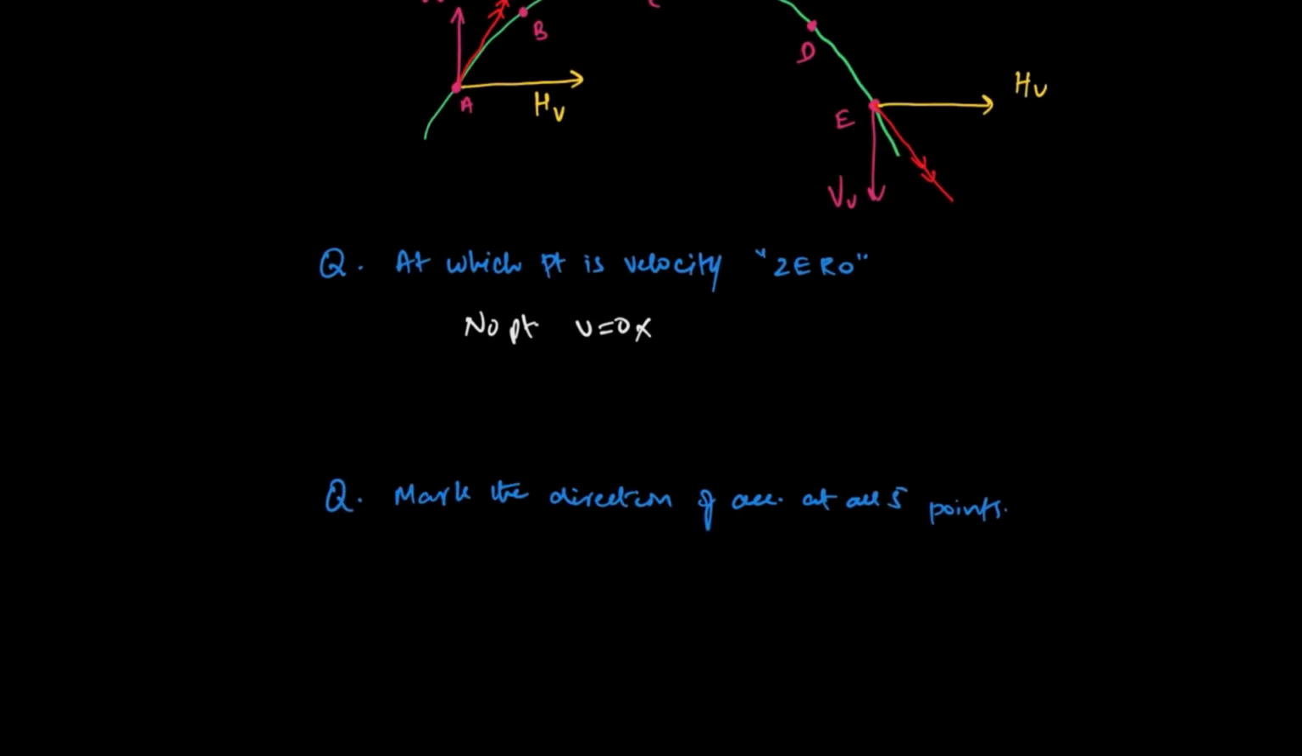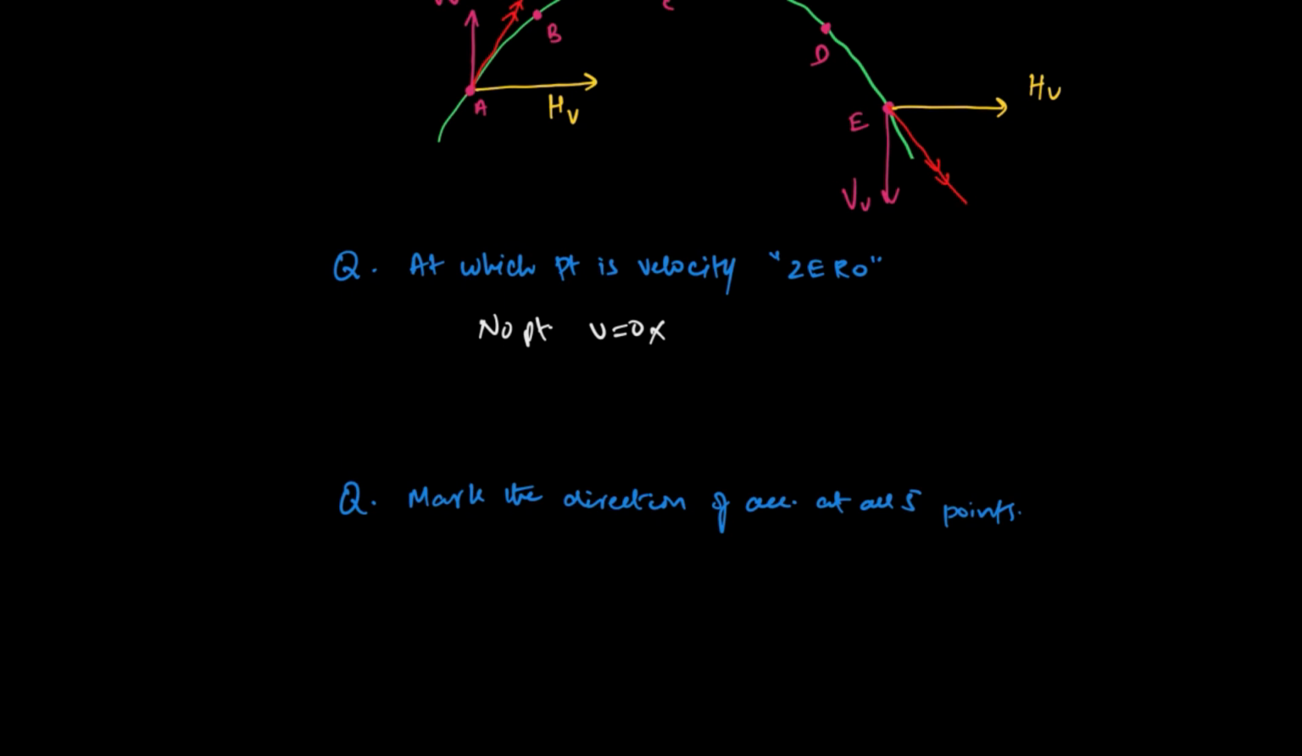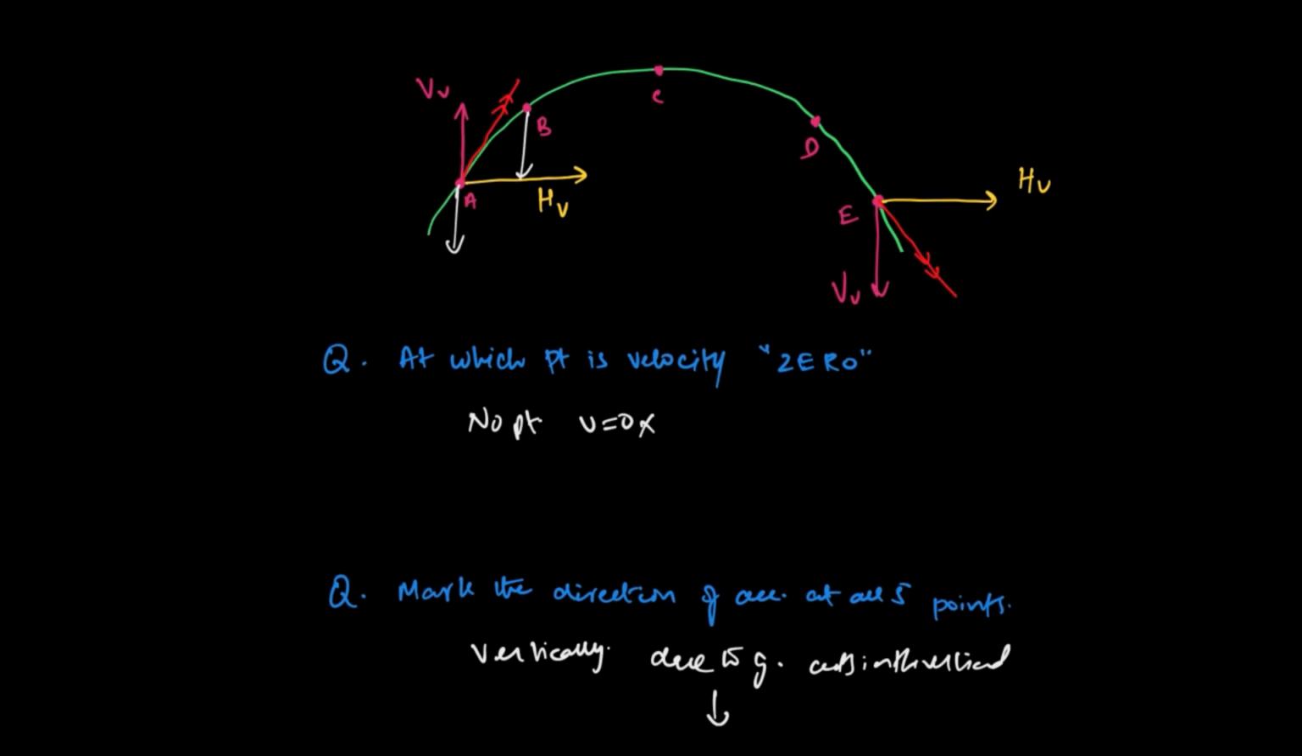So there is no point at which velocity is zero. Then the next question is to mark the direction of acceleration at all 5 points. The acceleration direction would be vertically downwards, because acceleration acts only in the vertical plane. So all the arrows would be pointing vertically downwards. First, why vertically? Because acceleration due to gravity acts in the vertical plane. And why downwards? Because gravitational force is directed downwards. So the arrows would be of equal length and pointing downwards.